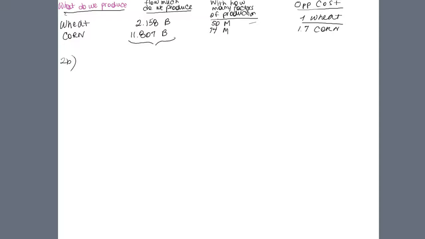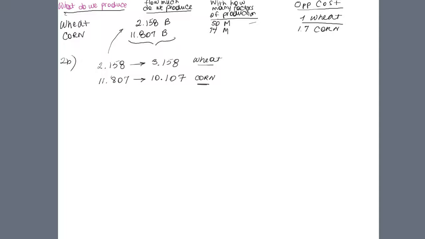What is important, however, is that from their original production point, which was 2.158 billion bushels of wheat, they moved to making 3.158 billion bushels of wheat. And from the original production point of 11.807 billion bushels of corn, they moved to making 10.107 billion bushels of corn. So, as is typical with a production possibility frontier, they've gained in the wheat area and lost in the corn area.